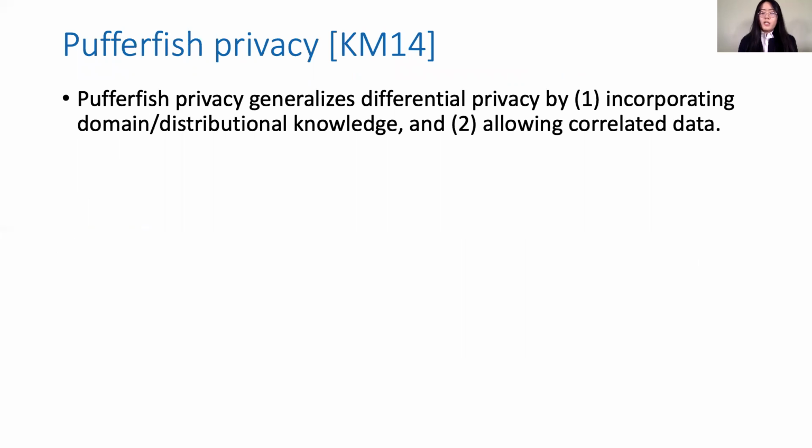Our formal definition of attribute privacy is based on the Pufferfish privacy framework. Pufferfish privacy generalizes differential privacy in two ways. It allows the analyst to specify distributional knowledge about where the data came from, and the domain knowledge about what should be kept private. It can also accommodate correlated data, but the correlation was across the rows.